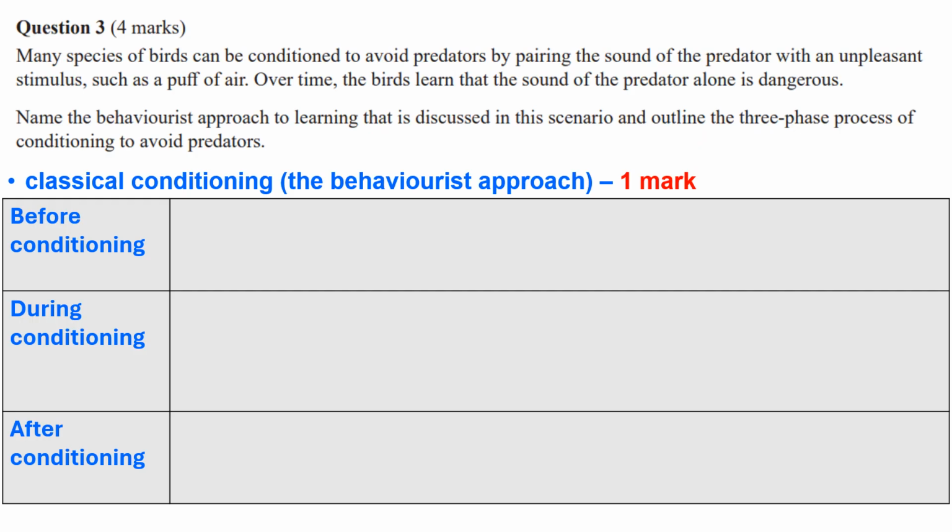So the first mark for this question is simply to name the behaviourist approach to learning. There's 2 behaviourist approaches that we cover in our course, classical conditioning and operant conditioning. So therefore this behaviourist approach is clearly classical conditioning based on the involuntary nature of the response, but you can pause the video and have a crack at the rest of the question if you would like.